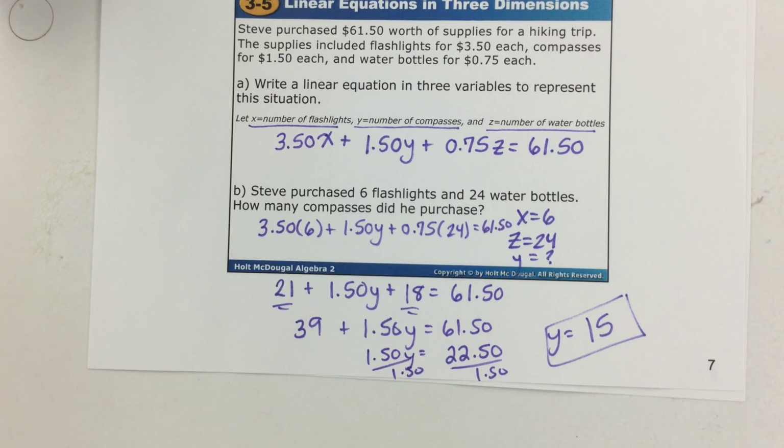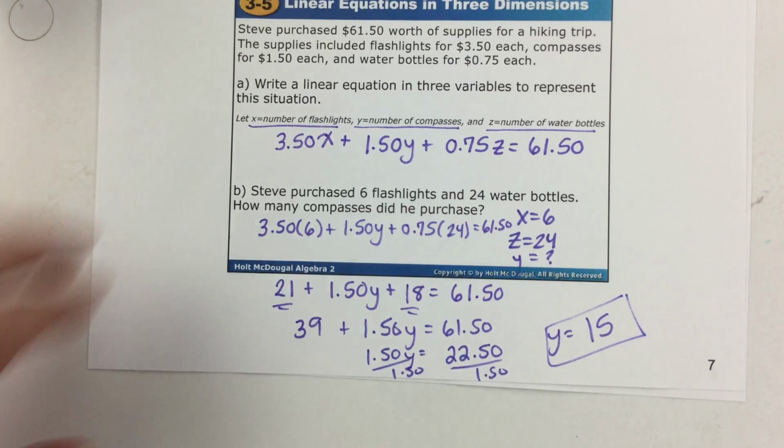Then we have story problems, where you're looking at 3 different variables. What you'll have to do is create an equation. Once you have your equation, they will give you 2 values. You fill it in and find the third.